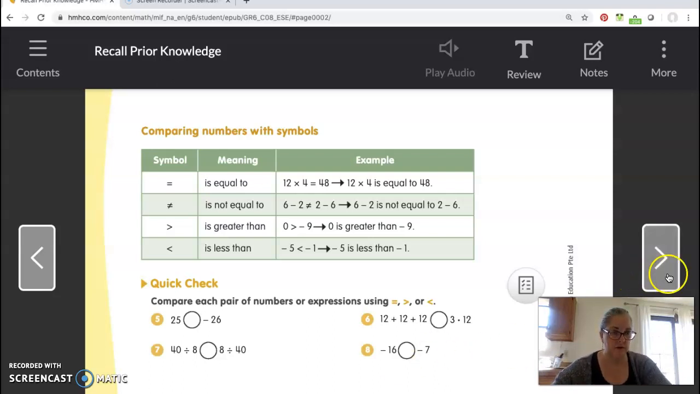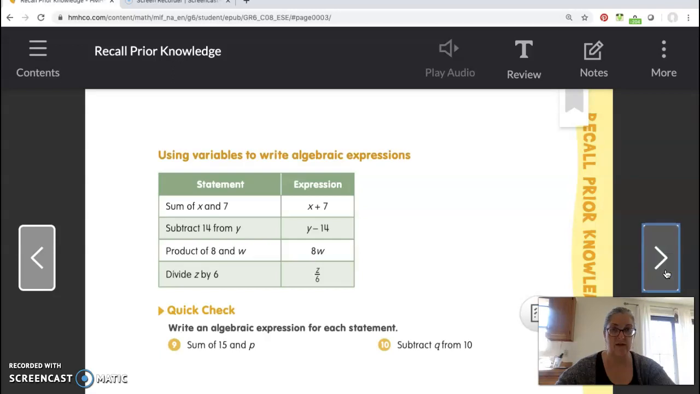So then let's scoot over to page 55 at the top. It's reminding you of some of the vocabulary for using variables to write algebraic expressions. So sums, differences, products, and remember that the answer to a division problem is called its quotient. So that's something that the book will come up with as well.